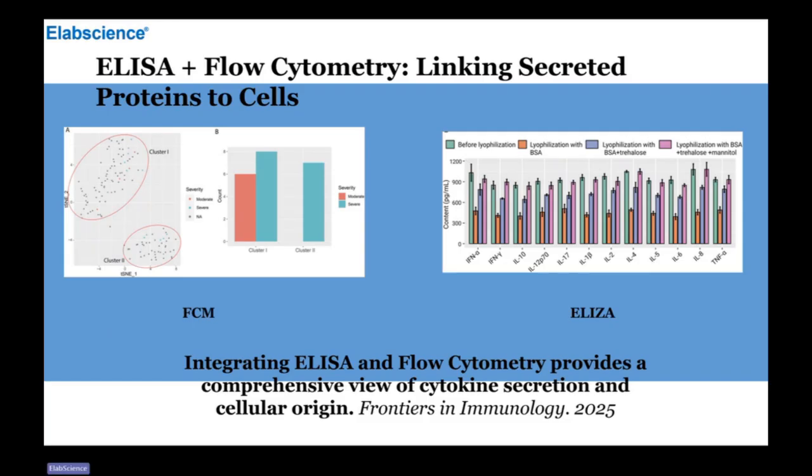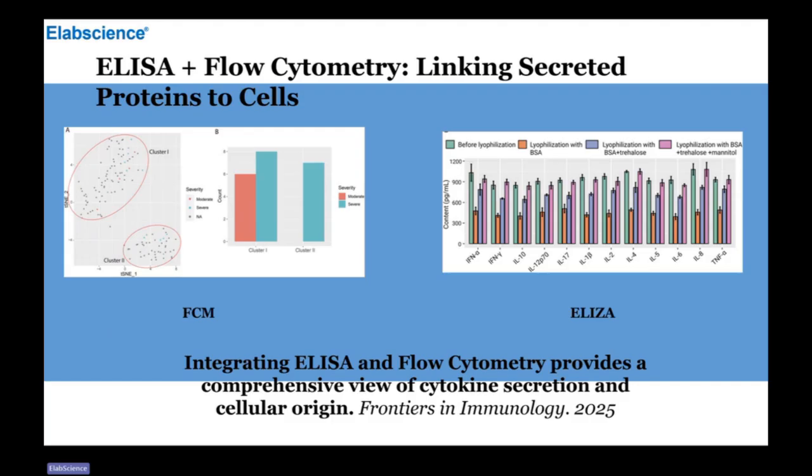ELISA also measures the amount of cytokines such as IL-6 secreted into the cell culture supernatant, giving us a quantitative view of the protein production. However, it does not show which cell types are producing these cytokines. Flow cytometry complements ELISA by identifying the cytokine-producing T cells, revealing the cellular sources of proteins.